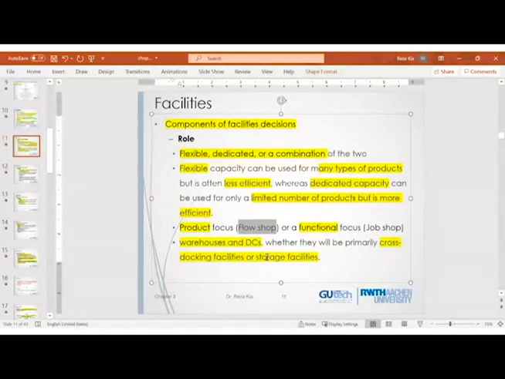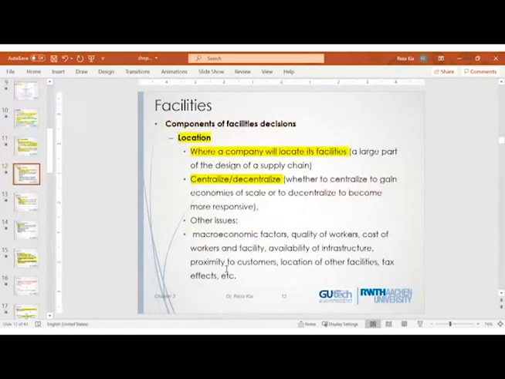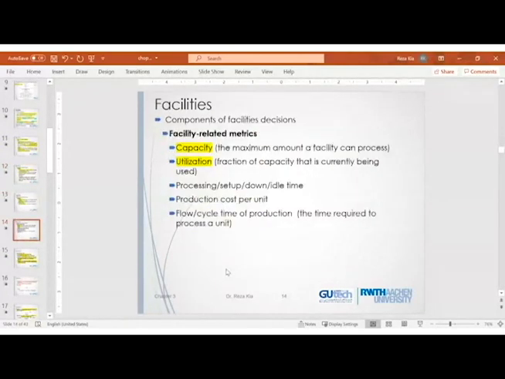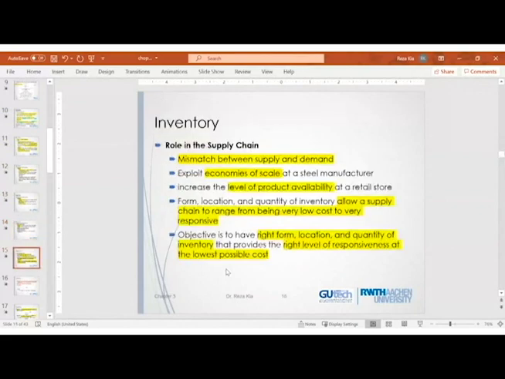So that would be one decision for warehouse and DC: is it going to be a cross-dock facility or a storage facility where you keep items for a long period of time? So these are the roles that you need to decide for each facility: flexible, dedicated, the type of production system, and the type of warehouse, cross-dock or storage. Then we have the location, capacity, and facility-related metrics.